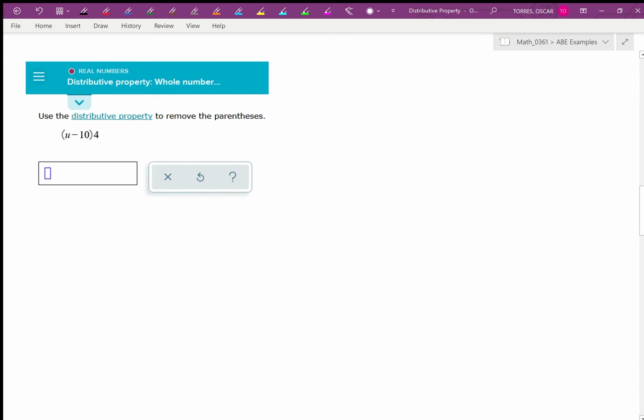For this problem, the order is a bit backwards. If you notice, we have a parentheses first, and then we have this 4 to the right of it. Anytime there's two numbers next to each other, it doesn't matter which of those numbers are in parentheses. As long as one of them is in parentheses, then we can multiply them. So in this case, we have u minus 10, and it's being multiplied by 4.